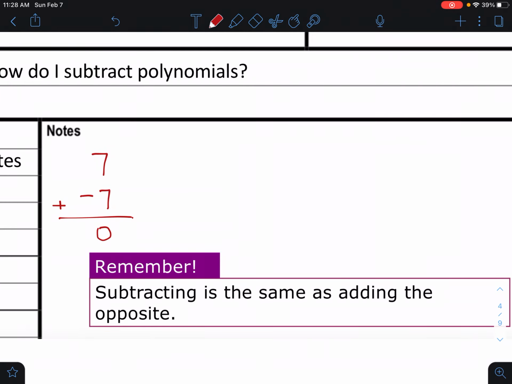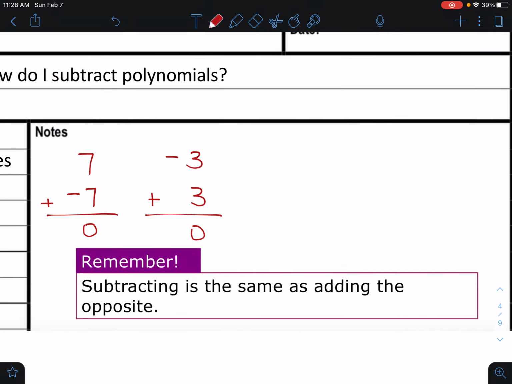So if I have -3, the inverse of that would be +3, right? The reason for that is if I add those together, I get 0. Same thing if I have -4x. The inverse of that, or the opposite of that, is +4x. So just change the sign. If I add these together, I get 0x, which is just 0, okay?